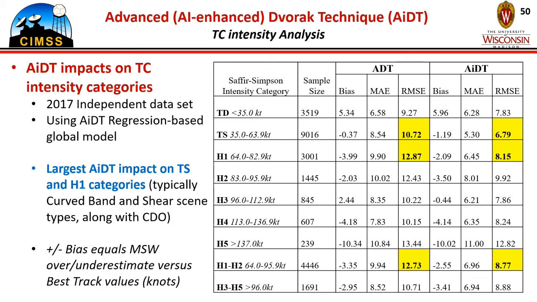Another way of emphasizing the impact of the AIDT on the ADT estimates during certain phases of the tropical life cycle, we break down the statistics by hurricane and typhoon intensity categories. Again, noted previously, we are seeing the largest improvements in the tropical storm and weaker hurricane or typhoon intensity ranges. These are again where the ADT is typically using the curve band and shear scene types, but also the CDO scene type is being used quite a bit in the Category 1 and 2 classification bins. So again, the most impact of up to or over 4.5 knots of improvement is being seen in some of these categories, which is again a significant improvement over what we were obtaining previously.